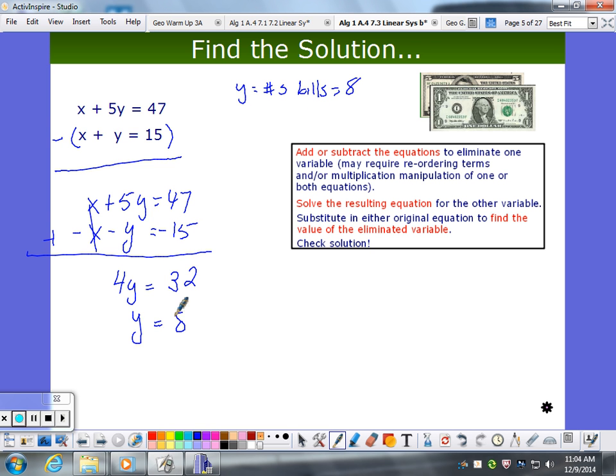And now how am I going to find how many $1 bills I have? Well, either equation, well, look, x plus y, I've got 15 bills, right? If 8 of them are $5 bills, how many of them are $1 bills? 7. Cool. That is the elimination method. You add till one variable eliminates.